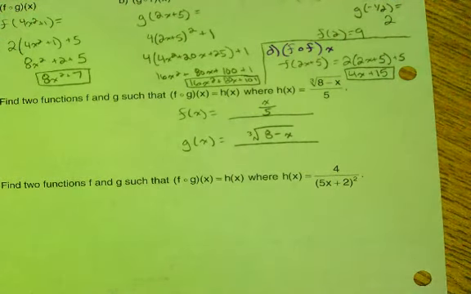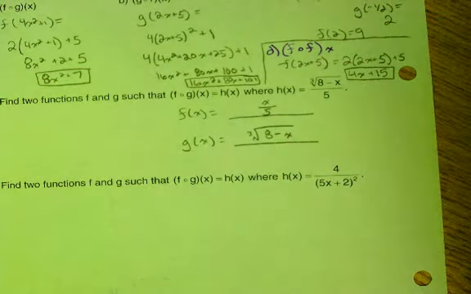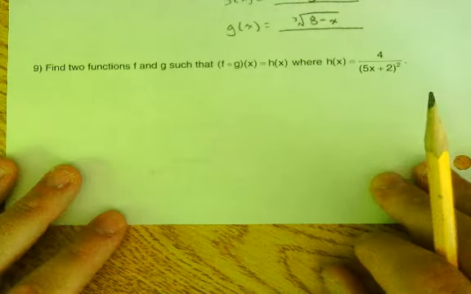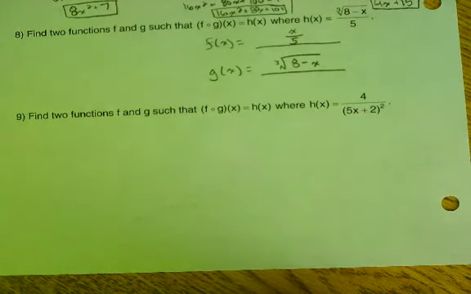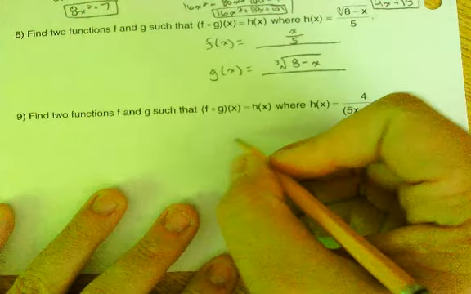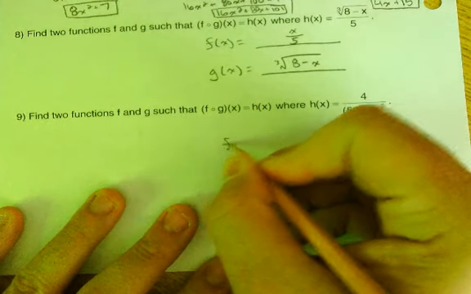Let's look at 9. If you're totally confused, well, I'm going to throw you out into the cold and you got to figure this one out. Try 9 on your own. Find two functions. Congratulations. Find an F. Make sure you do it in the correct order, by the way. Find an F. Find a G.